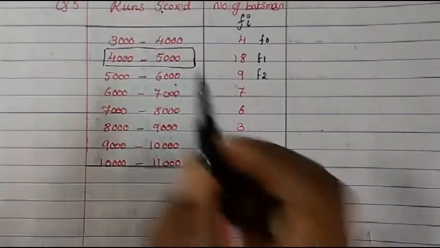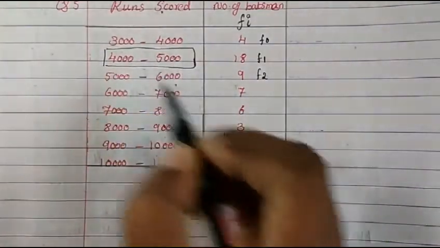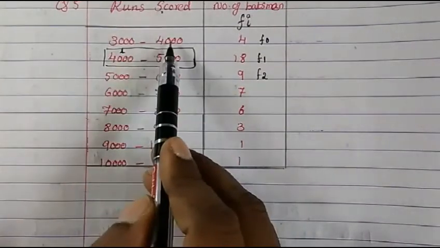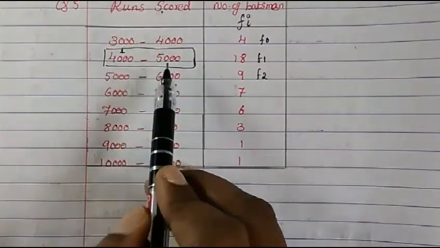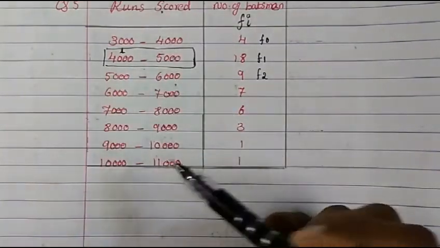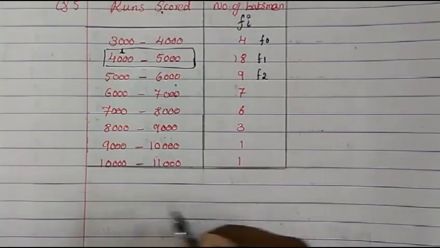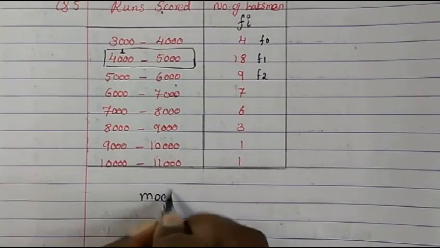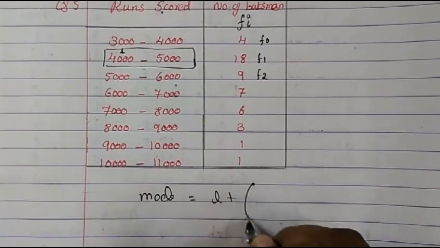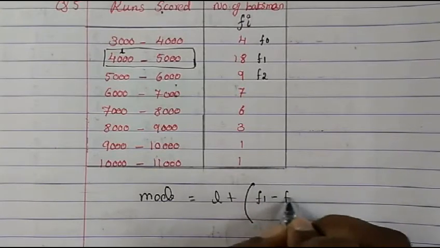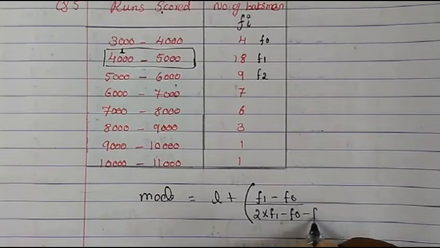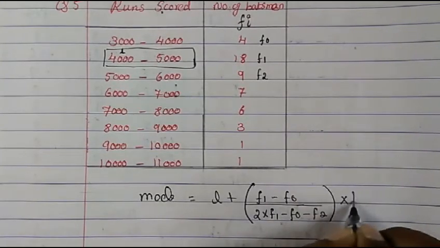So from here, this is our lower limit, this is our upper limit, this will be our L. And then H, how do we find out class interval? 4000 minus 3000 gives us 1000. 5000 minus 4000, 1000. 6000 minus 5000, 1000. So the class interval is 1000. So let's write down the formula for mode. It is L plus F1 minus F0 over 2 F1 minus F0 minus F2, into H.